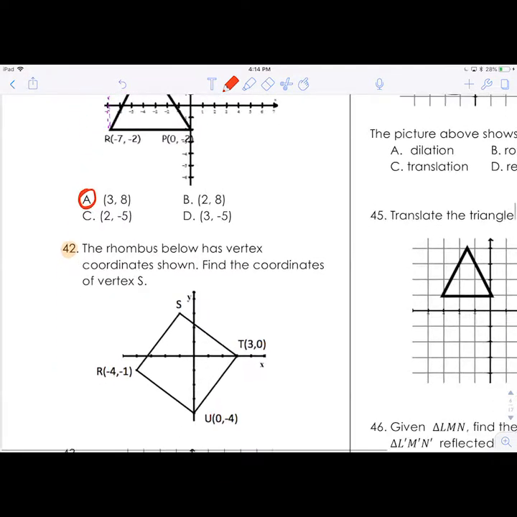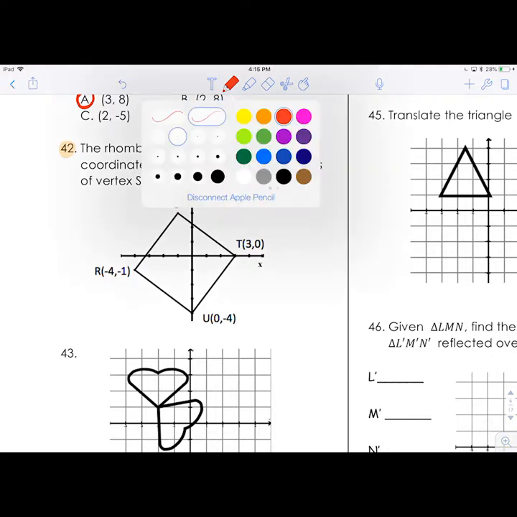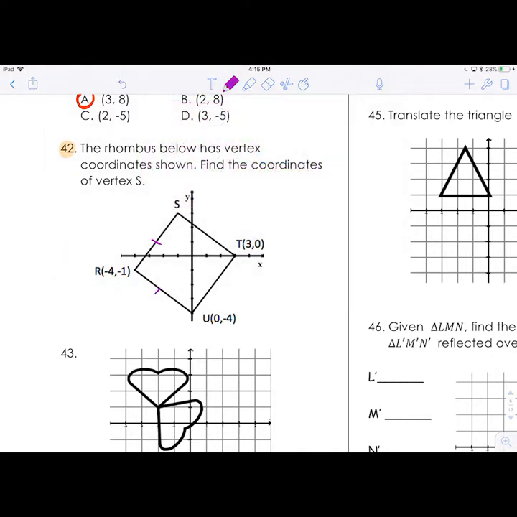Okay. Number 42, it says the rhombus below has vertex coordinates shown. Find the coordinates of vertex S. Well, here's what you know. You know a rhombus has all congruent sides, which means that these lengths all have to be the same. So I can find the length of these sides by simply finding the length of one of them. So I'm going to use this right here to find that.